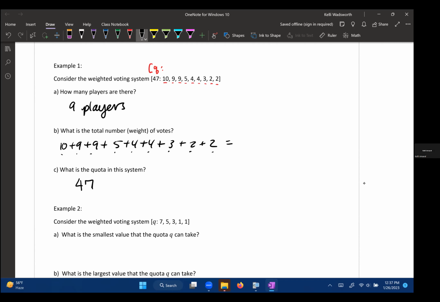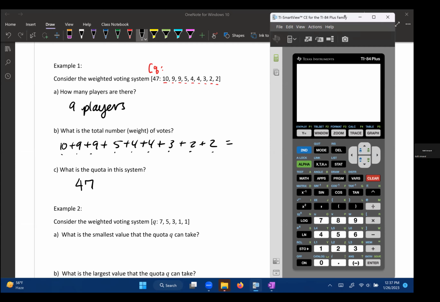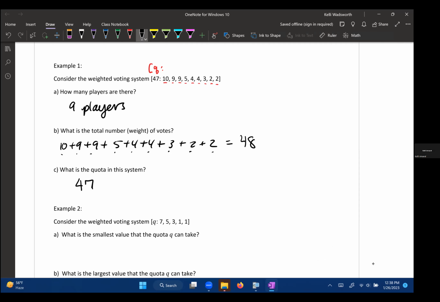So I would get a calculator. Hold on, I'm going to bring this over here. No, not full screen. 10 plus 9 plus 9. Oh, that's a 6, don't do that. Plus 5 plus 4 plus 4. Plus 3 plus 2 plus 2. You could probably do this in your head, but that's 48. So if I didn't make any errors in my calculating, that's 48. I guess that makes sense, right?